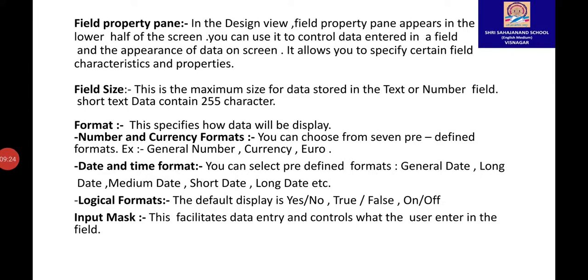Now, the field property pane. In the design view, the field property pane appears in the lower half of the screen. You can use it to control data entered in a field and the appearance of data on screen. It allows you to specify certain field characteristics and properties.